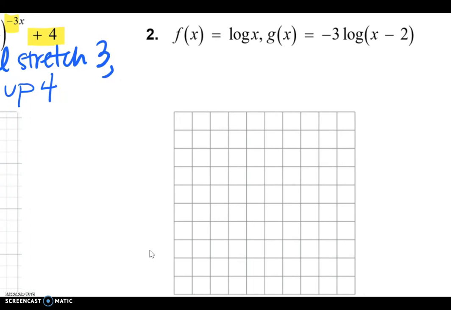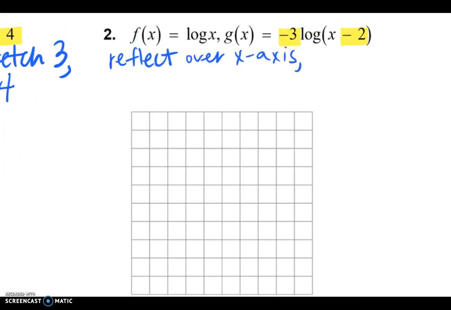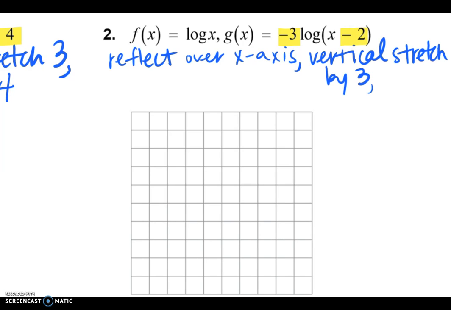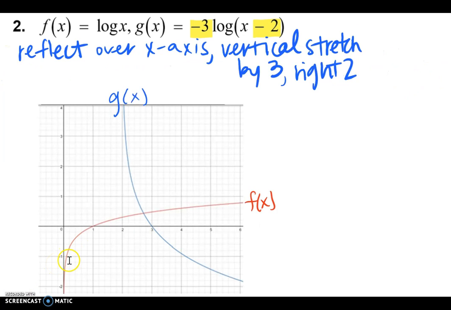Now let's move on to the next one. Number 2, you have a negative 3 in front of the function, and there's a minus 2 in the parentheses. The negative on the function means a reflection over the x-axis. That 3 means a vertical stretch. The minus 2 means right 2. Now graph it. Make sure you graph your function and you label each function.